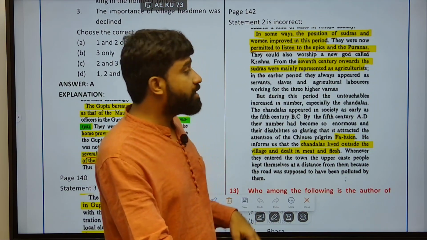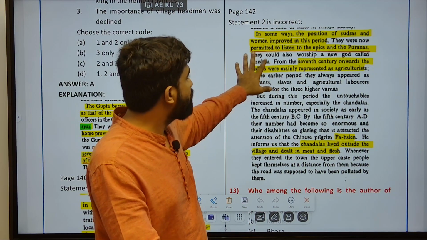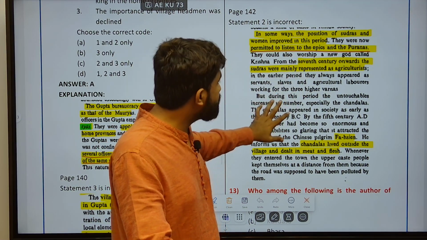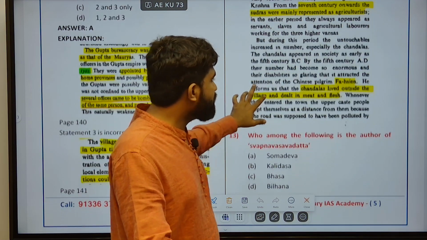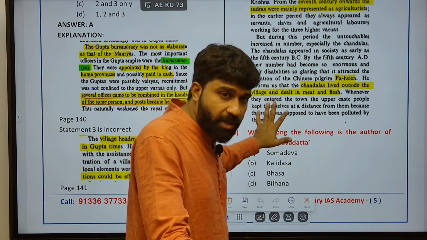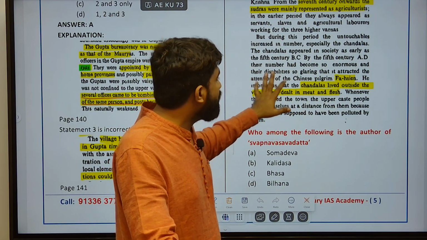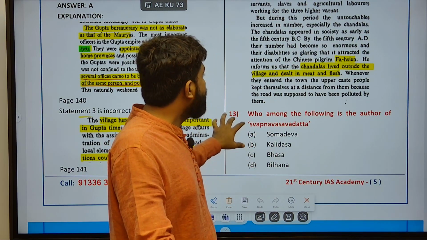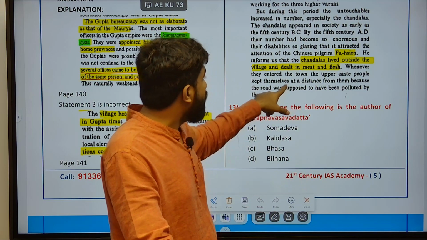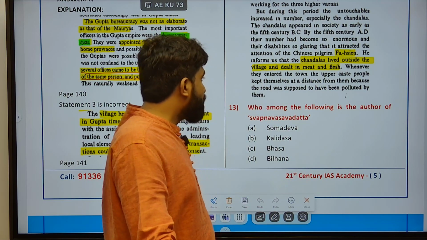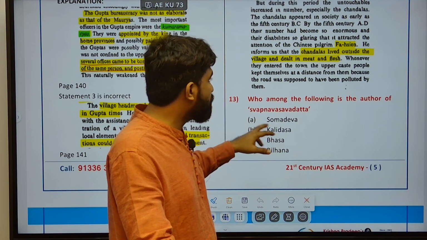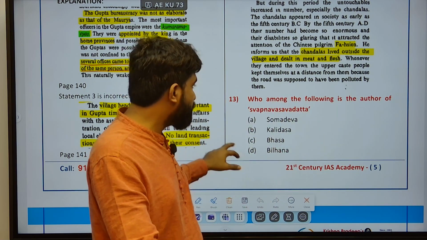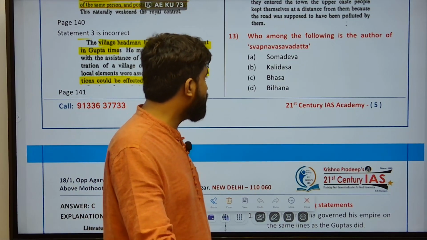And next, in some ways the position of Sudras was improved because they were allowed to listen to epics and Puranas. However, after the 7th century, this Gupta period witnessed that Chandalas lived outside the village and dealt in meat and flesh, and whenever they entered the town, the upper caste people kept a lot of distance and supposed themselves to have been polluted by seeing them or if they came near them. This was written by Fahian in his chronicle.